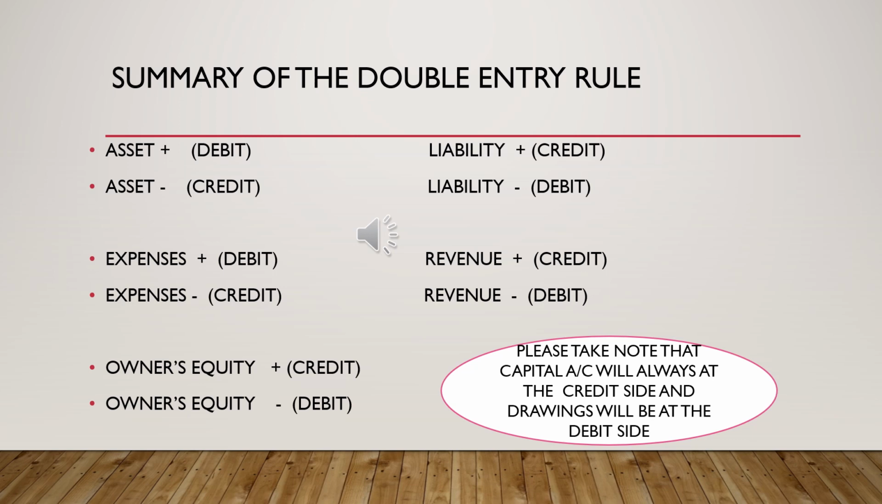Revenue. Increase in the revenue needs to be recorded at the credit side. Meanwhile, decrease in the revenue needs to be recorded at the debit side. Please take note that the capital account will always have a credit balance and drawing will always be at the debit side.